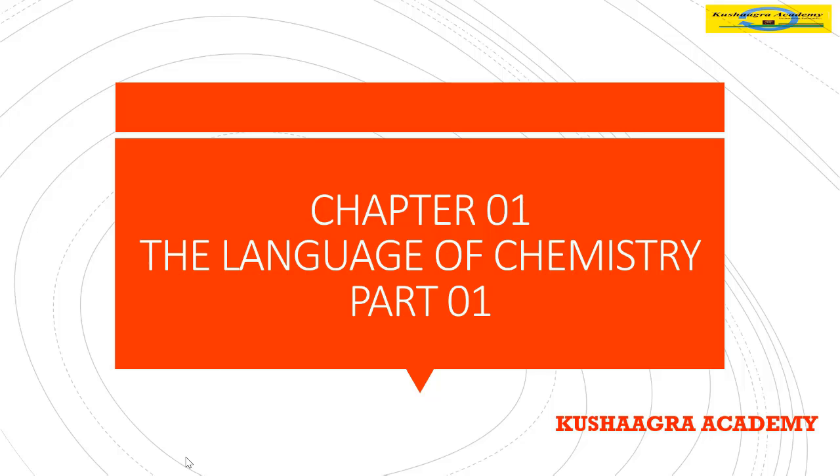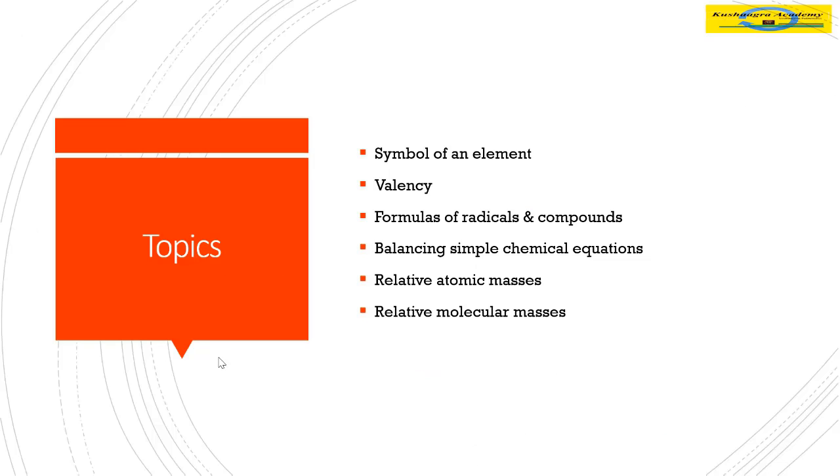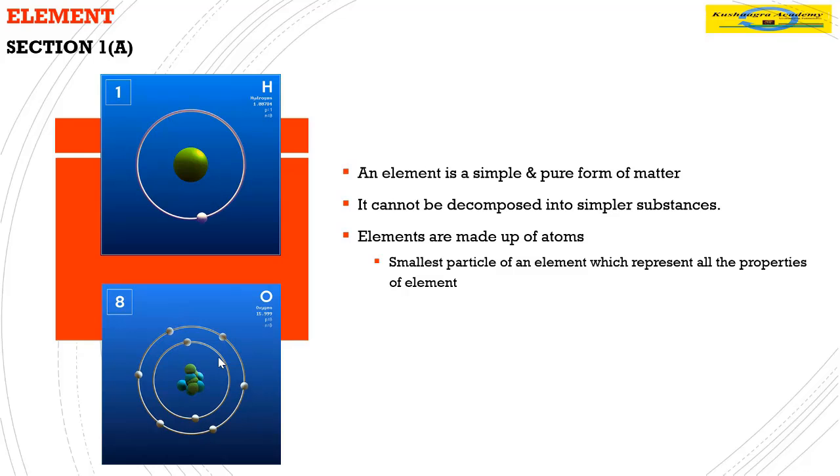In this chapter, we will study the symbol of an element, valency, the formulas of radicals and compounds, balancing simple chemical equations, relative atomic masses, and relative molecular masses. So, one by one, I will proceed. First, we will learn about the element.